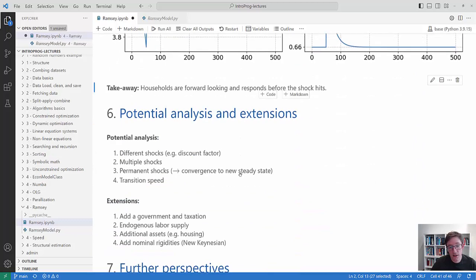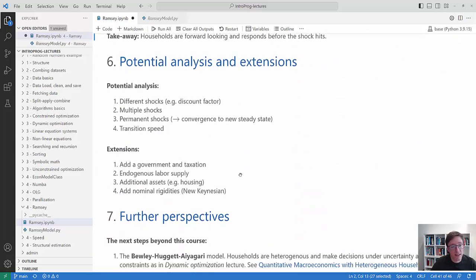Okay, so there are many possibilities for how to extend the analysis I have done here. You can add different shocks, for example, like discount factor shocks. You can think of multiple shocks. You can think of permanent shocks where there is a convergence to a new steady state. You can think about how fast is the transition, what determines that. That's easier to evaluate numerically than algebraically.